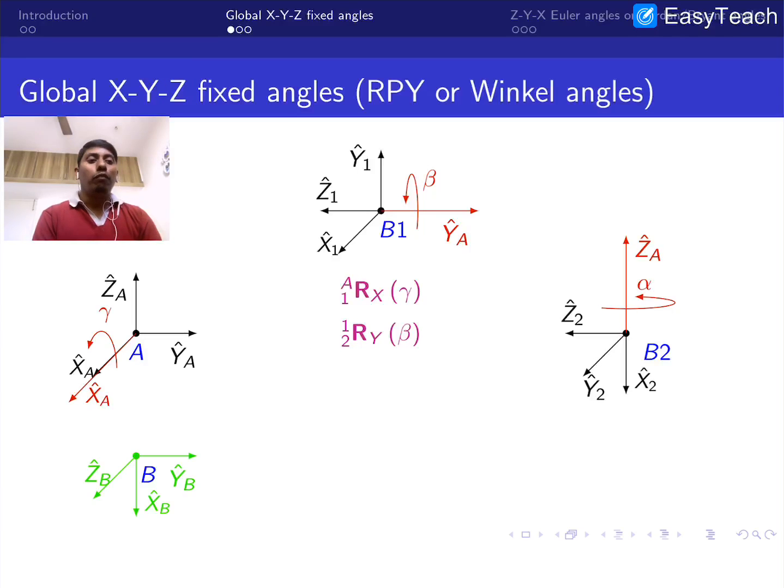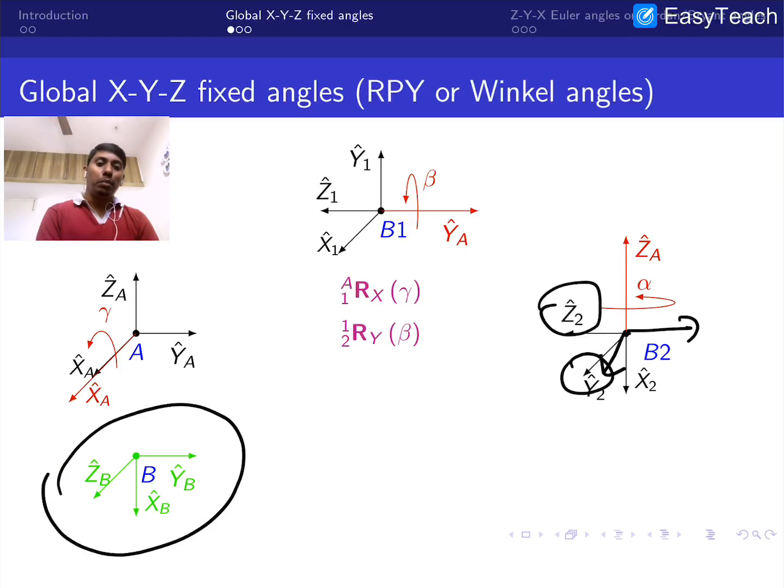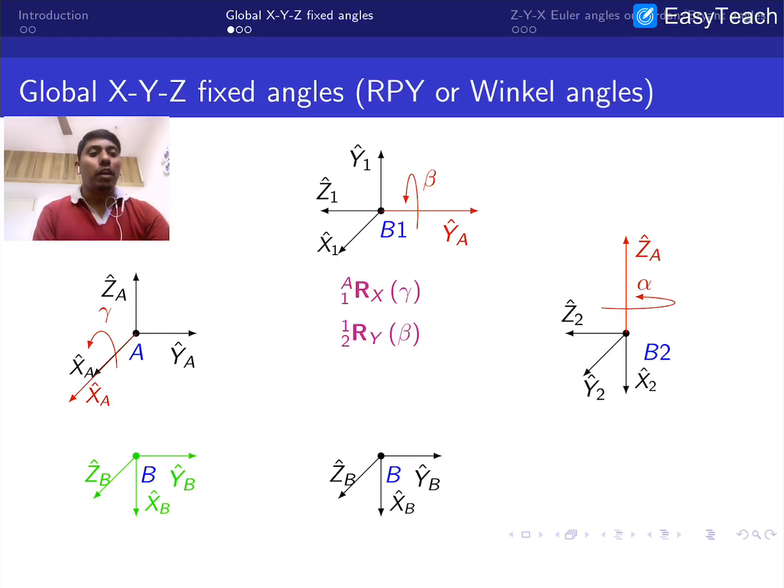So now if I do that, what happens? The Z2 and Y2 will come here. So now I will get a new coordinate frame. You can see that this is the same as your B frame, right? So that is what we have done.